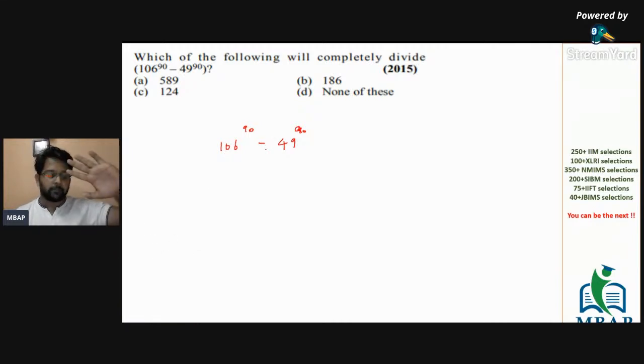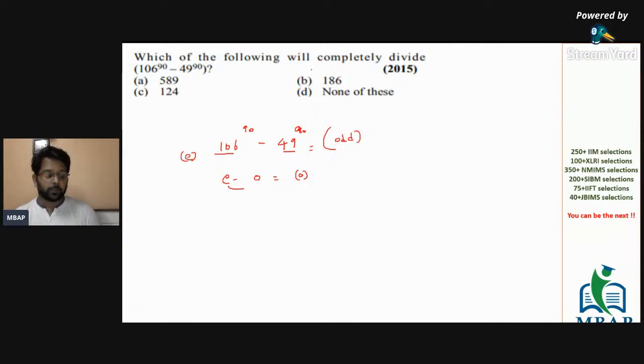When I see this question, I am very sure that there are a couple of options which I can eliminate. 106 is an even number, and an even number raised to a power is going to remain even. 49 is an odd number, so 49 raised to anything will be an odd value only, and even minus odd will be an odd value. So the result of this value is going to be odd.